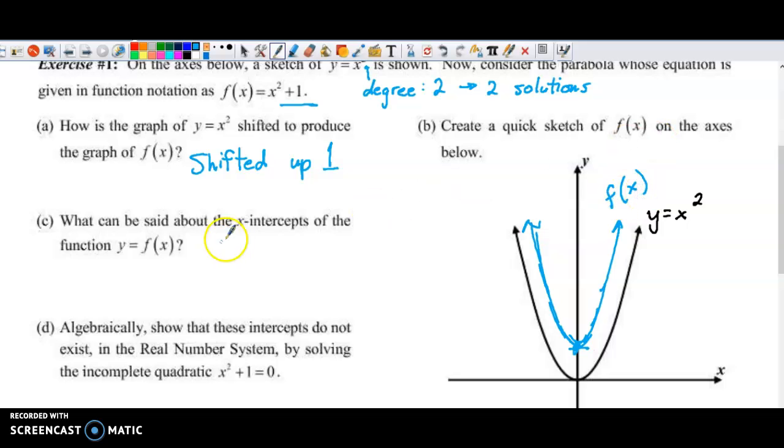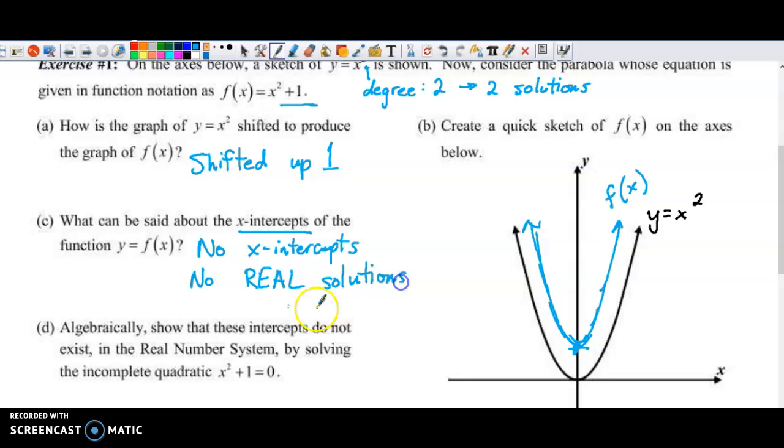That's doing letter B. The reason why it's important is because the x-intercepts are the solutions. There are no x-intercepts. In other words, there are no, this might be a new term for you, real solutions. Real in the sense that you could see it.